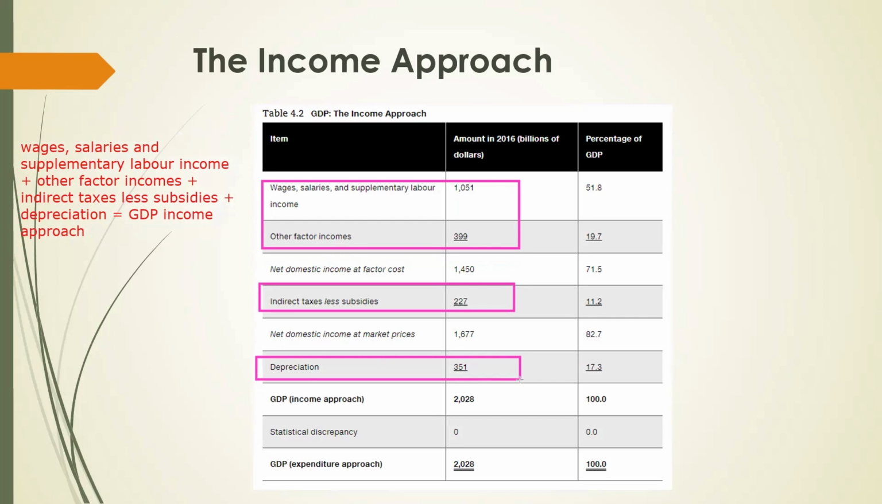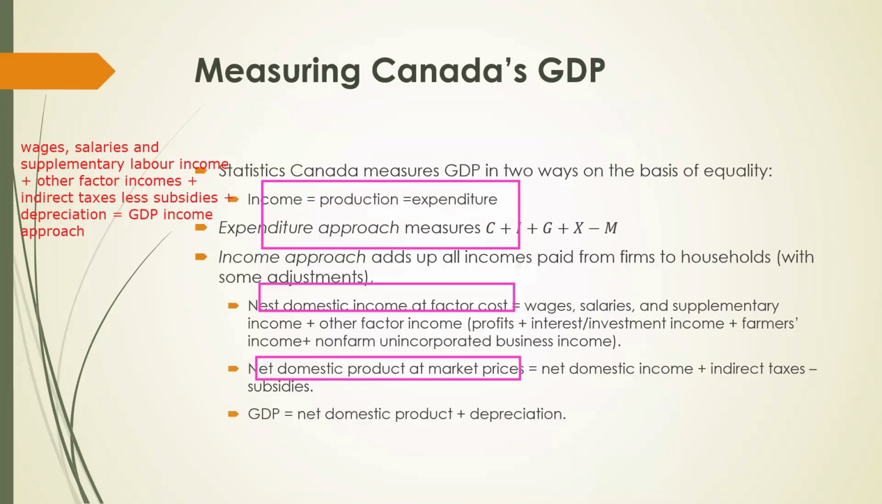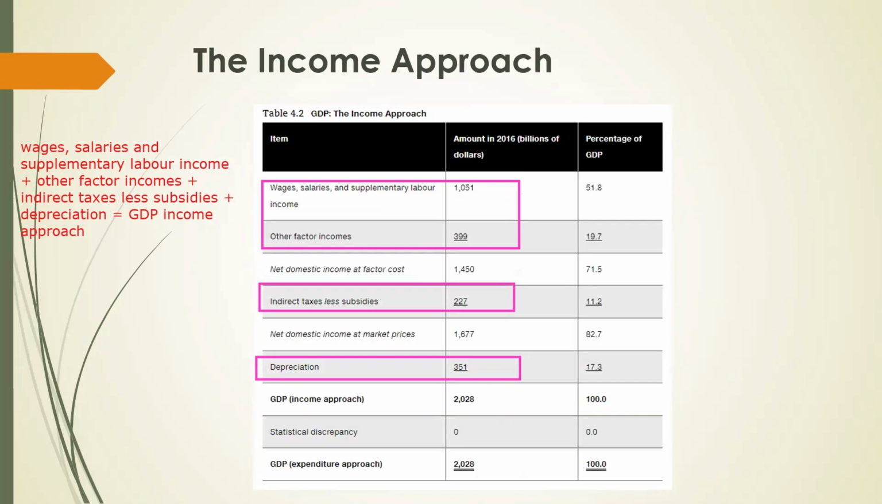And do you assume that depreciation is always negative? Like the number that would be put here, if we were to add up the income approach, would we actually subtract depreciation? One second, I'm sorry. We actually have to add depreciation back in this case. Okay, so you would add depreciation.